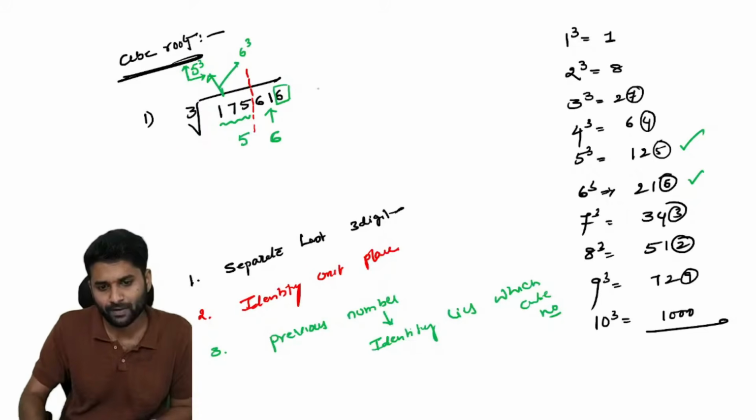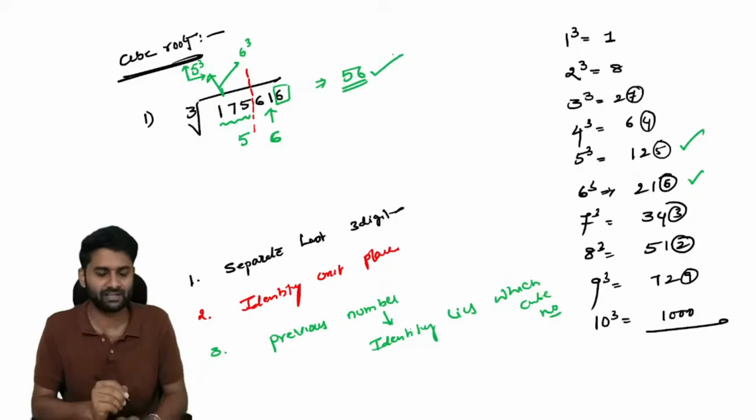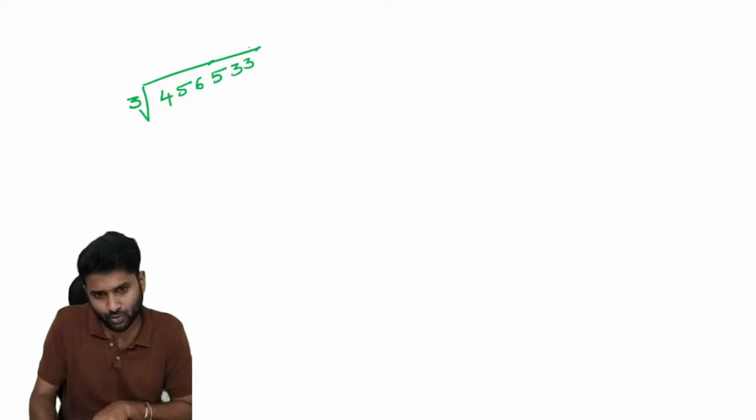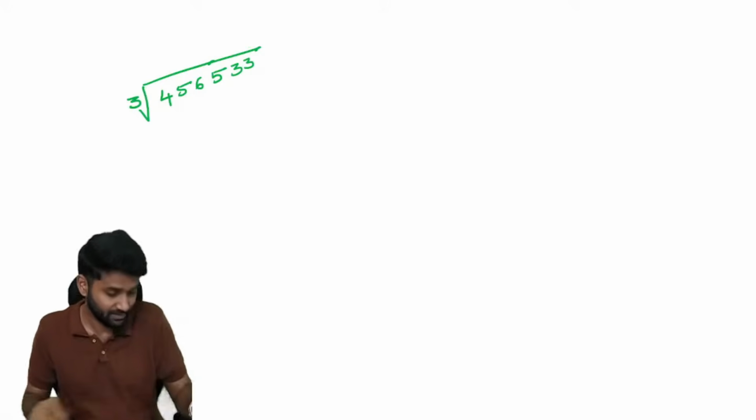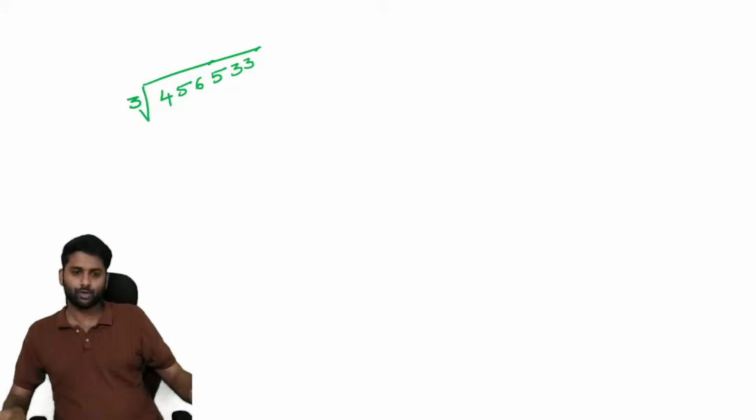So here the perfect cube root of 175,616 is 56. It's a perfect answer. If you understand, find the cube root of 456,533. Sorry, find the cube root of these values.